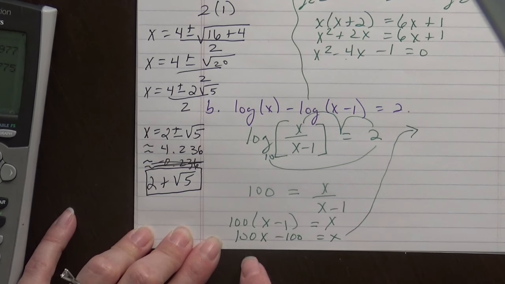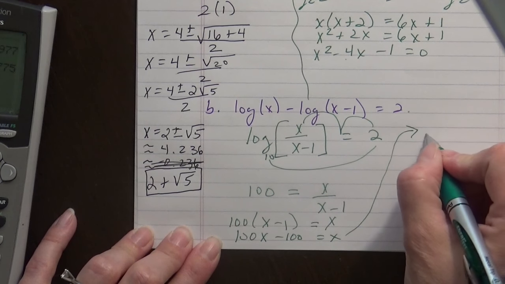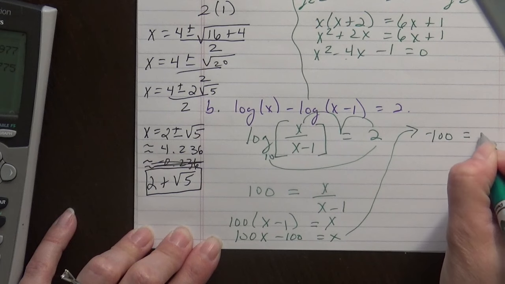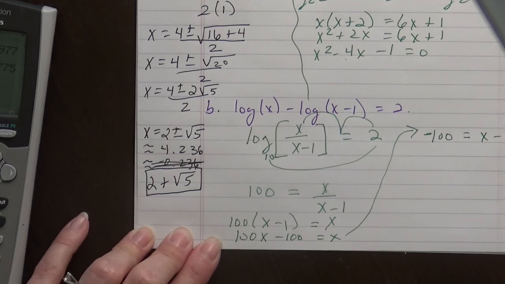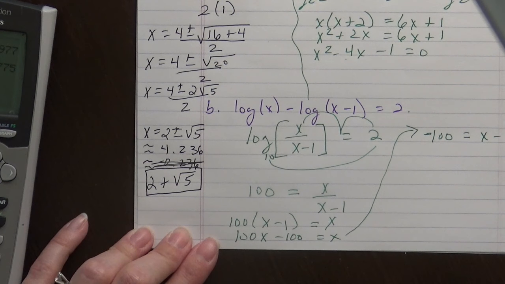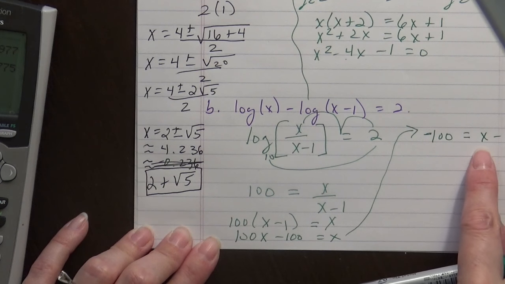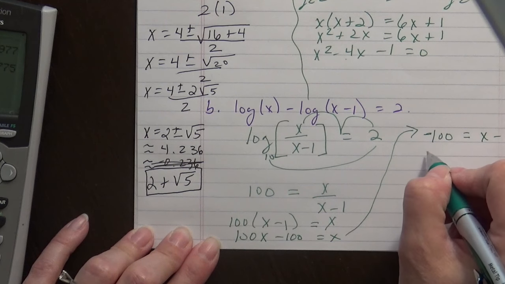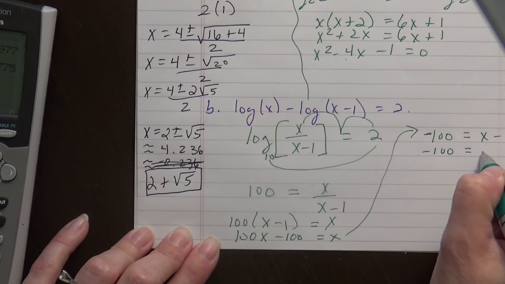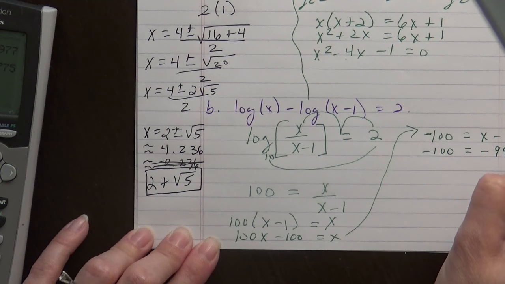So if I subtract 100x on both sides, it's going to leave me with my negative 100 on the left, and then x minus 100x on the right. And then, what can I do on the right? x minus 100x, that's going to be negative 99x. So negative 100 equals negative 99x.